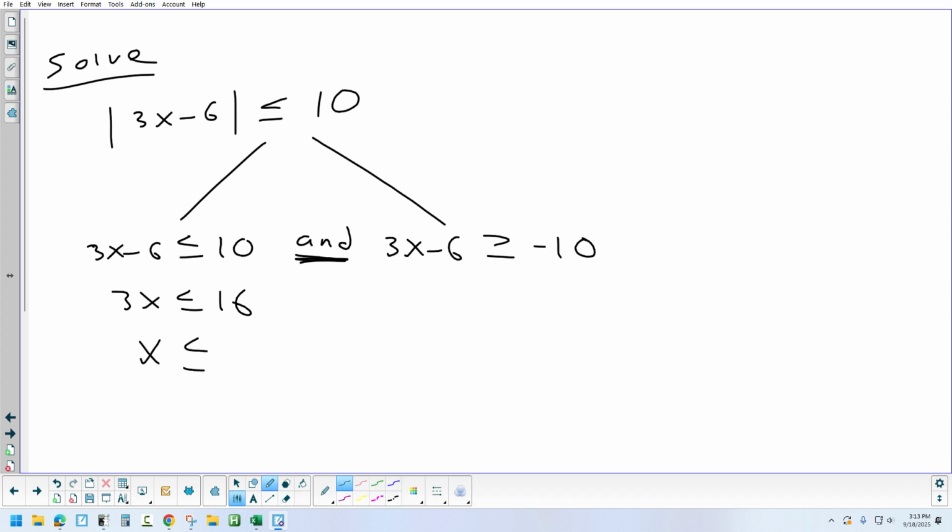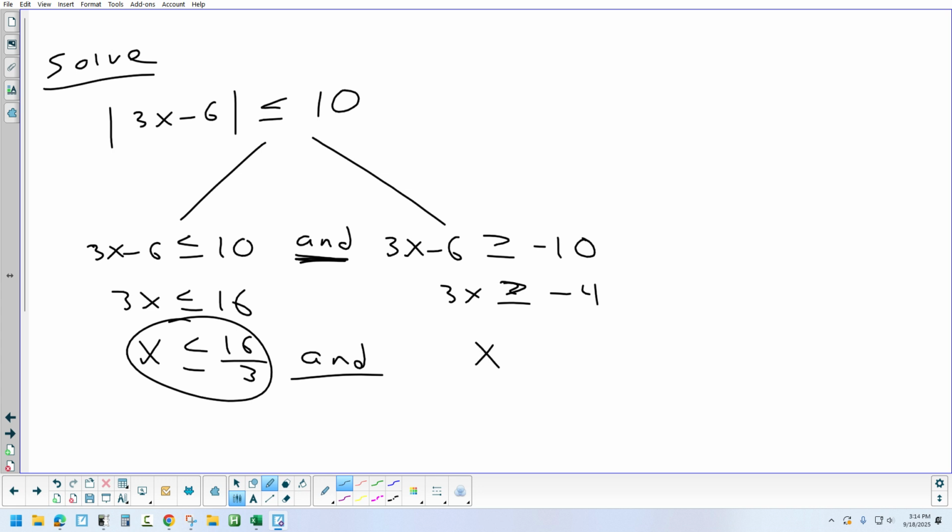So this is a case where I don't know what 16 divided by 3 is as a decimal. I mean, I could figure it out. It goes in 5 times and a third left over. But just leave it as 16 thirds. So x is less than or equal to 16 thirds, and do the same steps for your other inequality. Add 6, divide by 3. So 3x is going to be greater than or equal to negative 4, which means x is greater than or equal to negative 4 thirds.